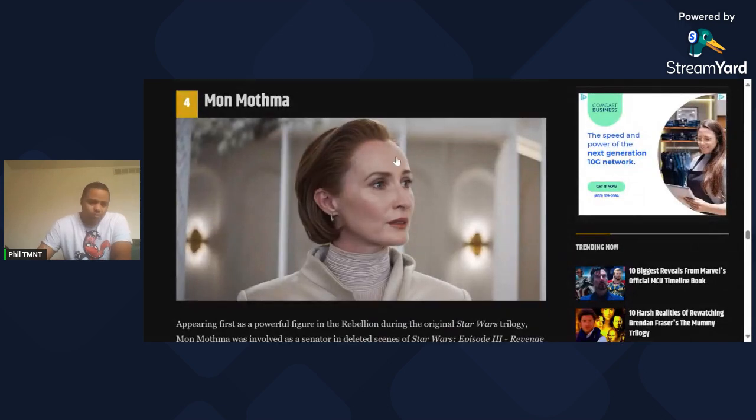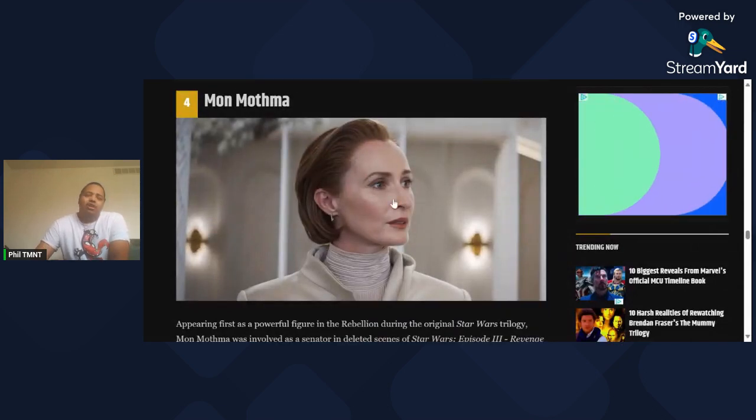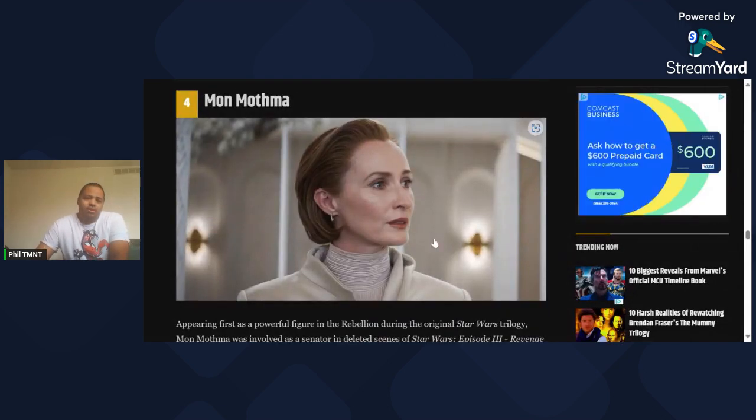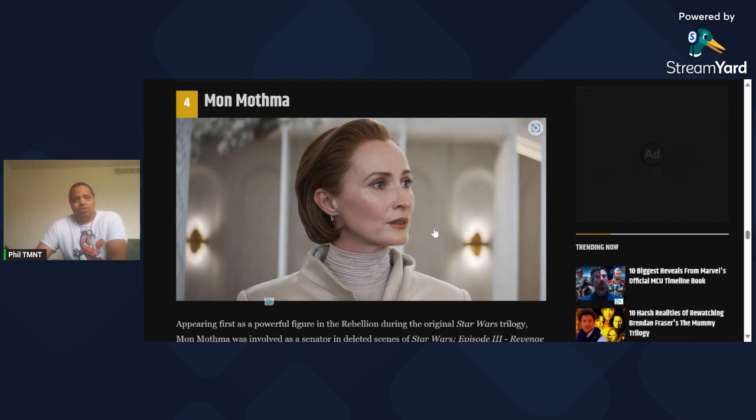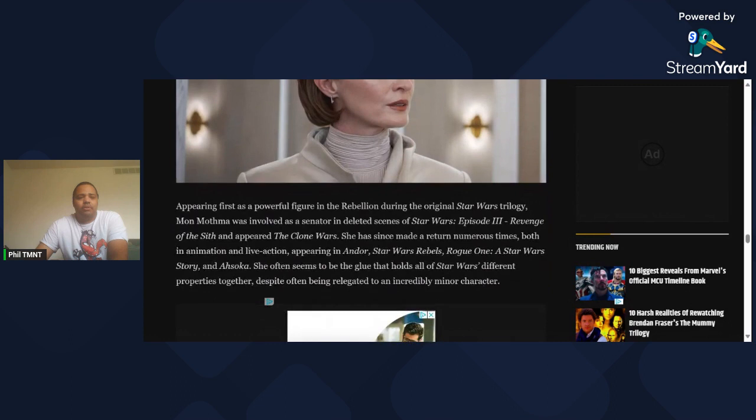Mon Mothma, again, I can't really give them that unless they talk about this actress. Then yes, I can give props to them because they did use this actress in Ahsoka and Rogue One, and I believe she even voiced Mon Mothma on the Rebels show. So unless they talk about this actress, I can't really give them much props.